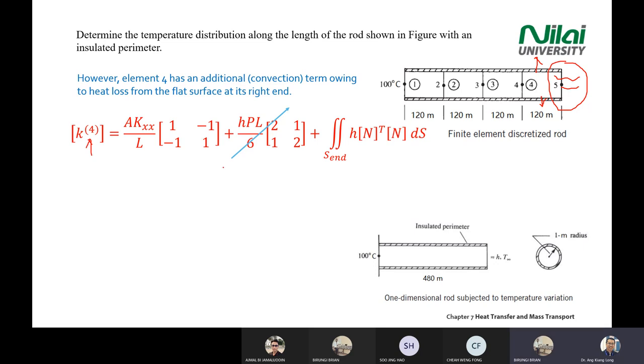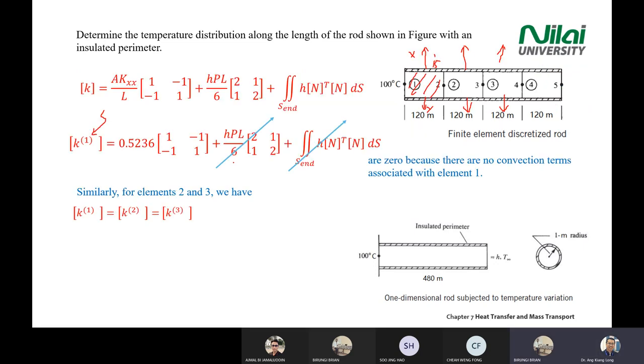Sir, if you go back to the previous slide. This one? So you said element 4 is... element 1 is exposed. Again, your question? Element 1 and element 5. There's no element 5. There's only 4 elements. Yeah. Element 1 and element 4 are both exposed.